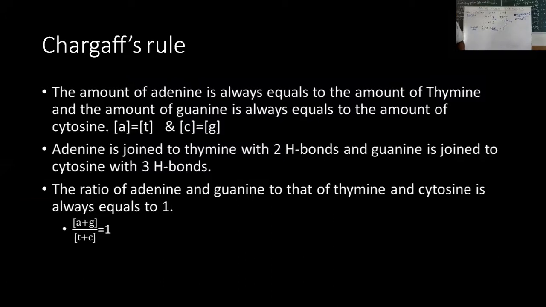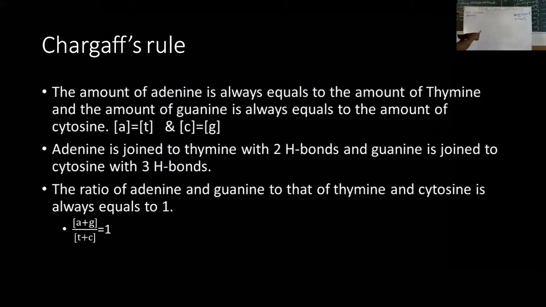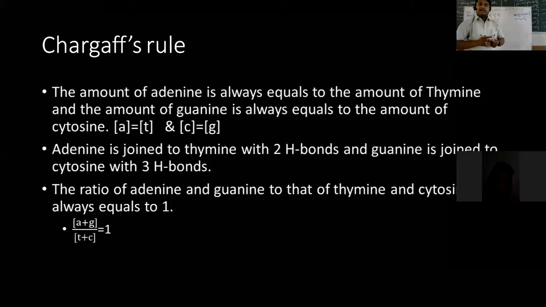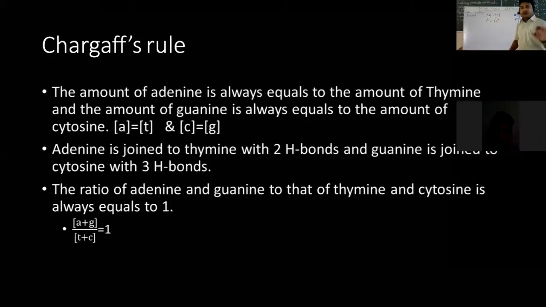cytosine. Okay, let me write it down here. In simple terms, the concentration of adenine is equal to the concentration of thymine, and the concentration of cytosine is equal to the concentration of guanine. That is your point number 1. Now the second point is that adenine is joined to thymine with 2 hydrogen bonds, and guanine is joined with cytosine with 3 hydrogen bonds. Again, this is something that we have been learning. And the last point is very important. The ratio of adenine and guanine to that of thymine and cytosine is always equal to 1.